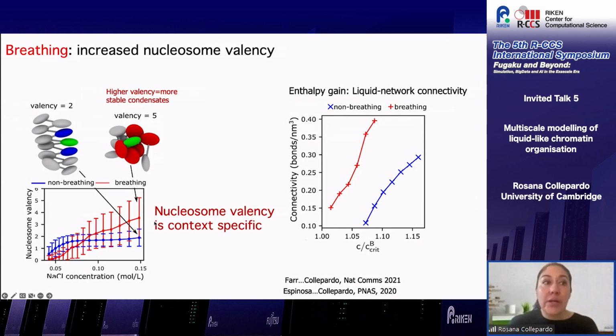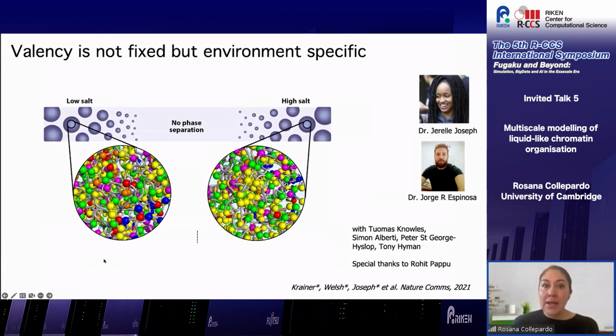Something you can see quickly from my slide here is that nucleosome valency, the number of nucleosomes that each nucleosome binds to, is context specific. It varies with the salt concentration. And this variability of biomolecular valency with environmental conditions also emerged in a recent experimental collaboration that highlighted the strong modulation of protein phase separation by salt concentration.